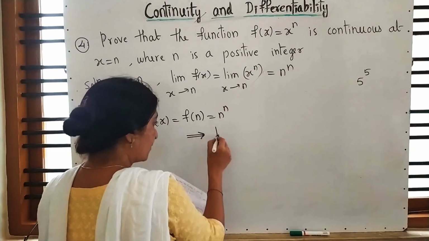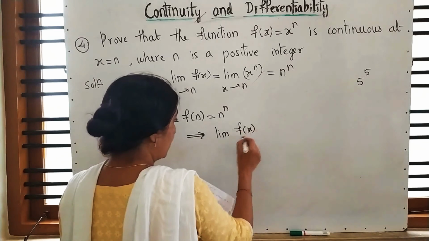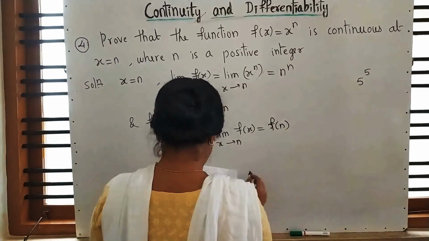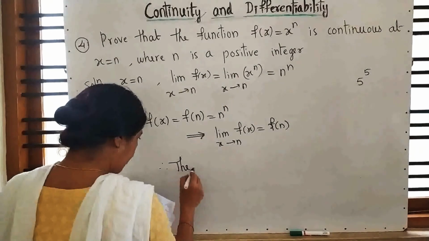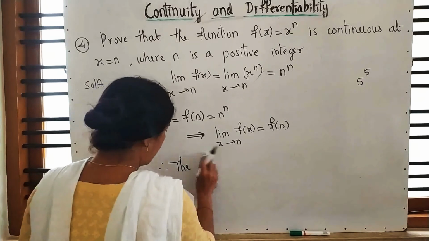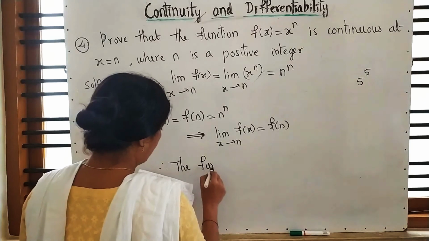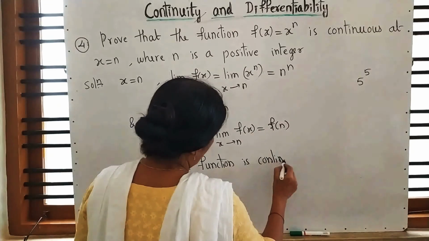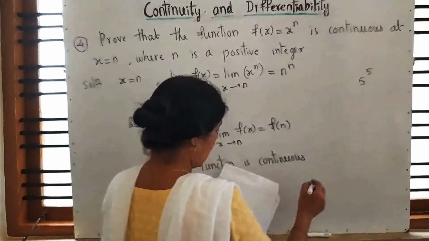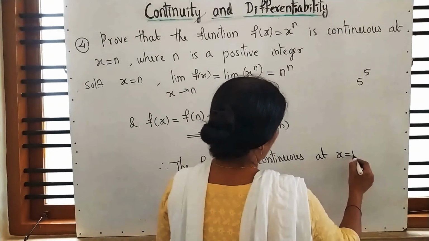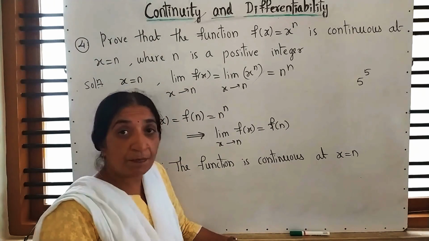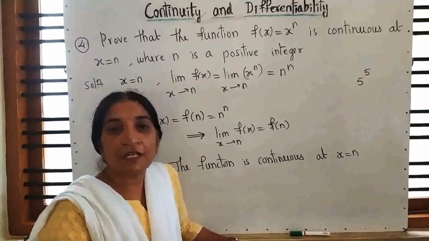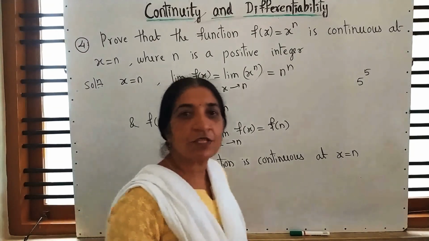This implies limit f of x as x tends to n is f of n. Therefore, the function is continuous at x is equal to n. Another one is what? x to the power n, n is a positive integer. Is it a polynomial or what? Yes. And you know that every polynomial function is continuous everywhere.